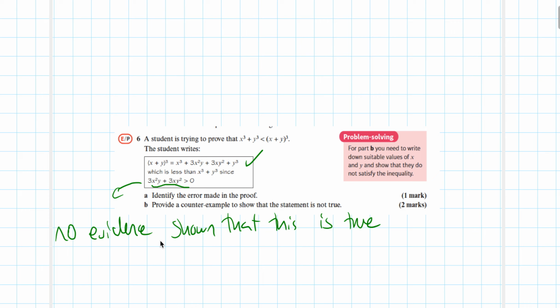So for example, they could have said in the question that both x and y are positive numbers. In that case, you can use that implication to say that, okay, well then that part would be true: the 3x squared y plus 3xy squared is greater than 0.